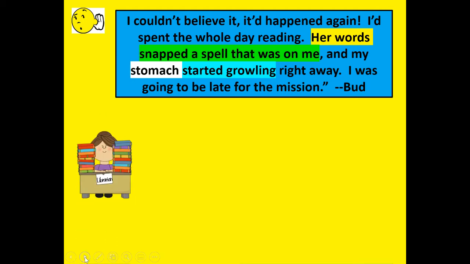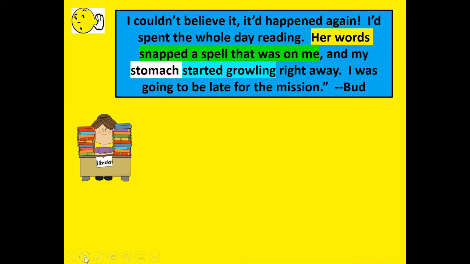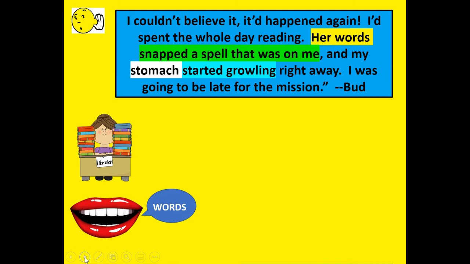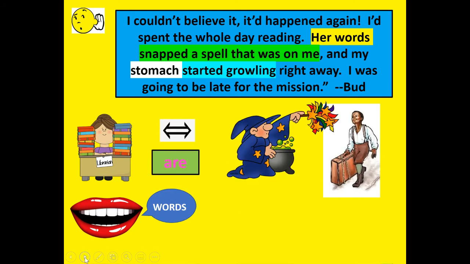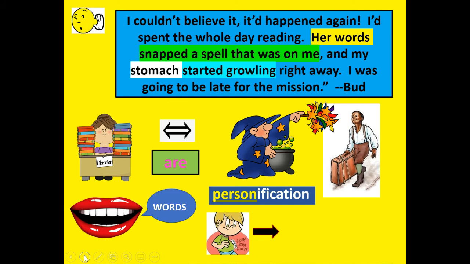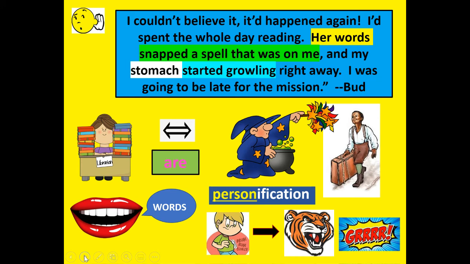So, in this quote, the librarian talks to Bud. So her words are snapping a spell on Bud. They're acting like a human. Her words were snapping a spell on him. That's personification. And then his stomach started growling. Grrr. So can a stomach act like a human? Well, in this case, it is. It's growling.